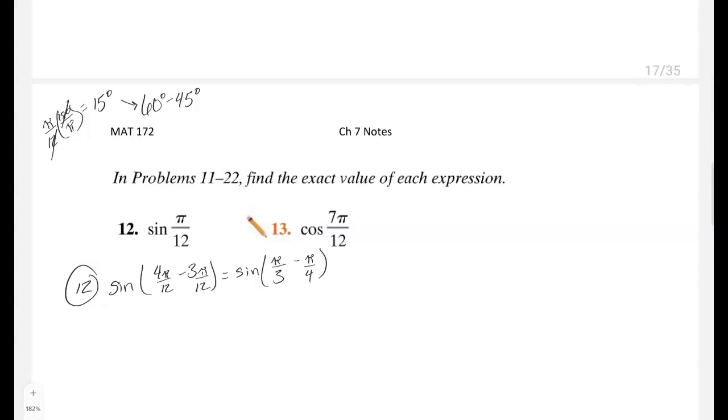So I've broken that angle of pi over 12 down into two other angles, and now I'm going to apply the formula. Formula says that sine of alpha minus beta is equal to sine of alpha cosine of beta minus cosine of alpha sine of beta.